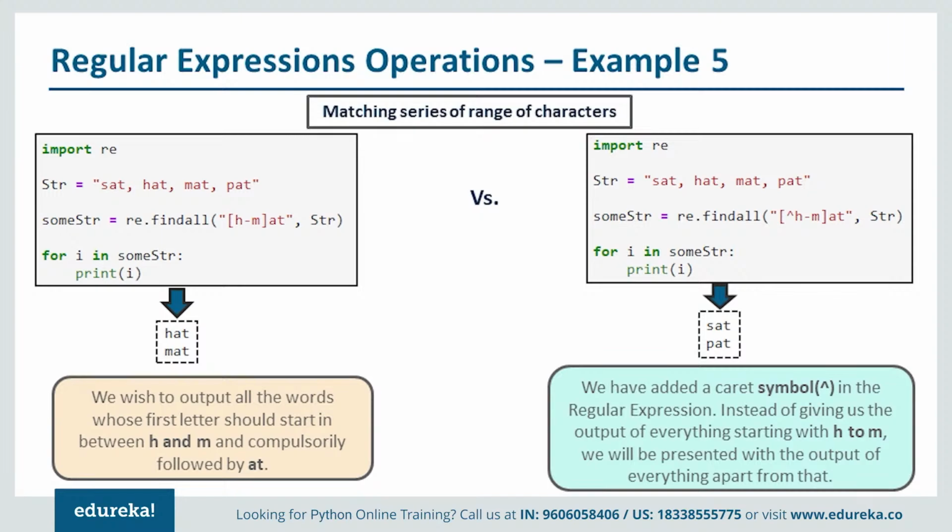So hat and mat is picked up there, but we can also use the caret symbol on the left hand side, which will do the reverse of this one. In this case, a character which is not present between H and M will be picked up and given back to you. So you can see that sat and pat will be displayed and hat and mat will not be displayed here.